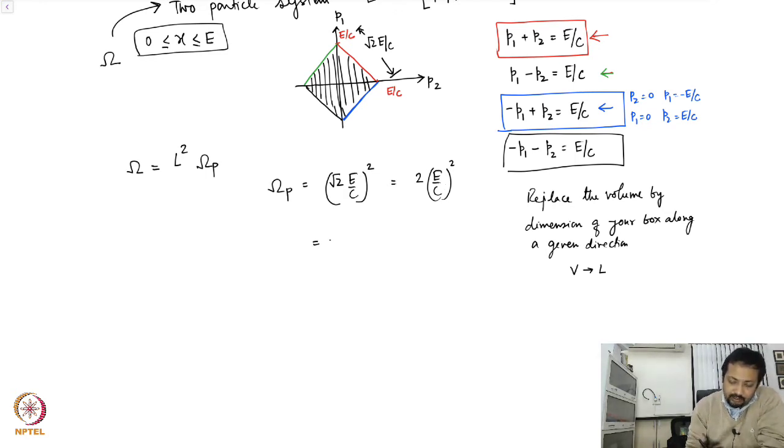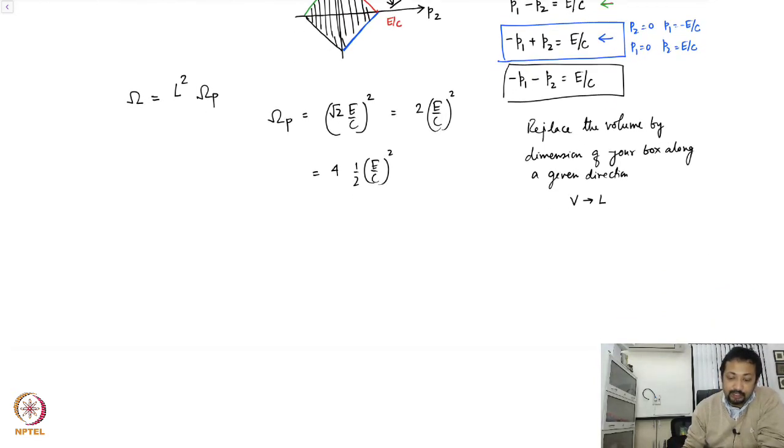So let's rewrite this in a slightly different way. We will write it as 4 times (half E over c) whole squared. Good. Now we have done it for the 2-particle case. Let's look at it for a 3-particle case.